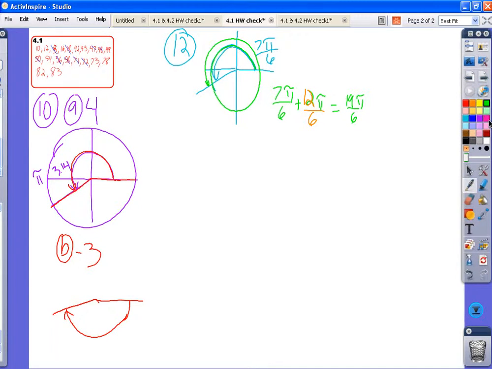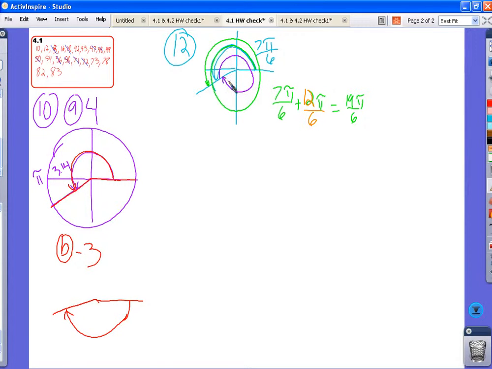We can go the opposite direction as well. We can go back a full rotation, which really means only this much is the actual angle that we measure. So how far did we go back? 2 pi, a full rotation, to get from that terminal side back to that terminal side. So we'll take 7 pi over 6 and subtract 12 pi over 6. So we get negative 5 pi over 6.